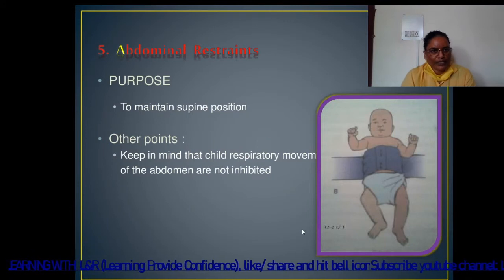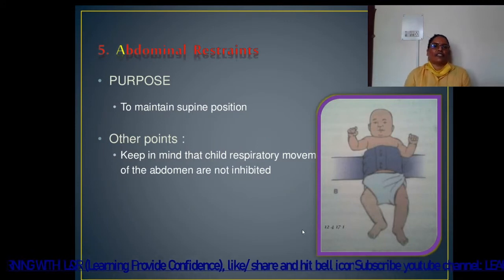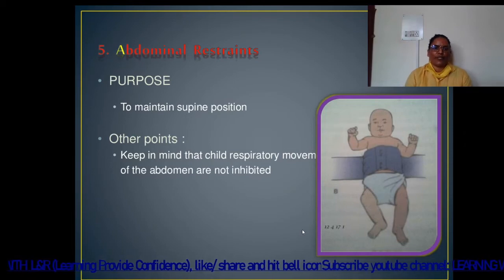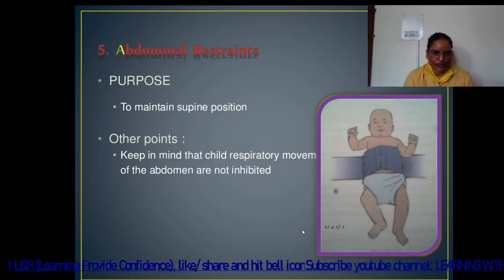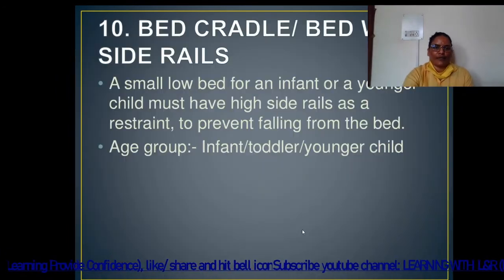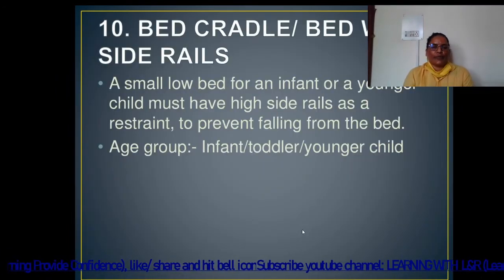After that, the abdominal restraints. The purpose of abdominal restraints is to maintain supine position. Another point to keep in mind is that the child's respiratory movements of the abdomen must not be inhibited while you are applying the binder. Then bed cradle, bed with side rails.